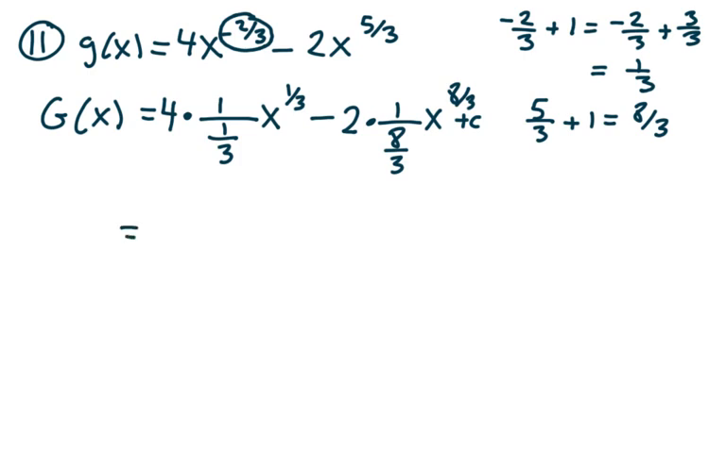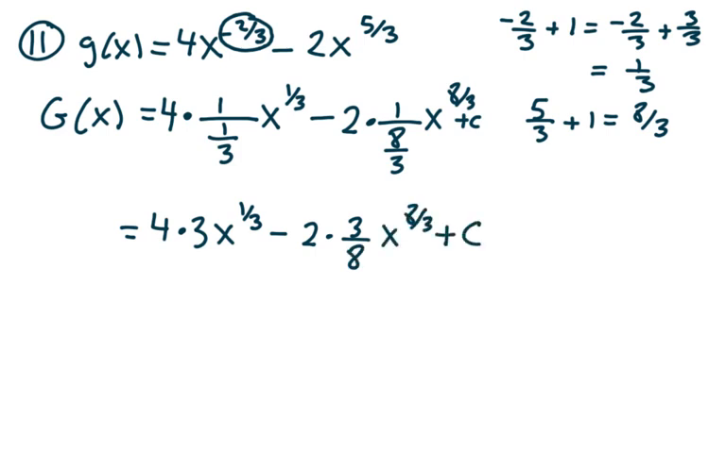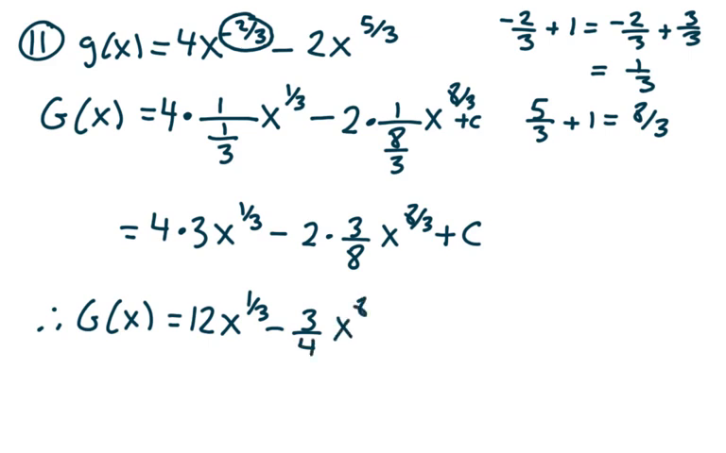And so if I go to simplify, I get 4 times, when I divide by a fraction, I multiply by the reciprocal. So it's 4 times 3 x to the 1/3 minus 2 times 3 over 8 x to the 8/3 plus c. And I'm done. G of x is 12x raised to the 1/3 minus 3/4 x to the 8/3 plus c. That's number 11.